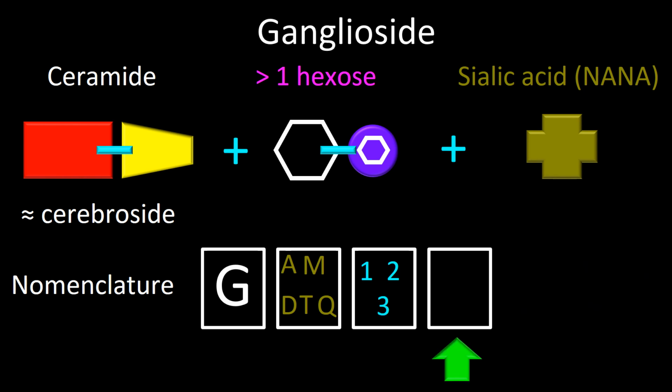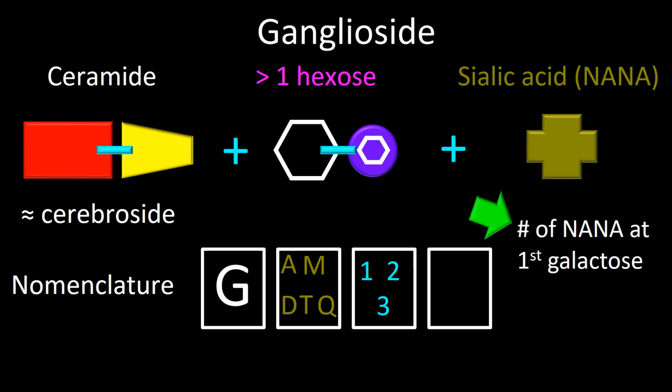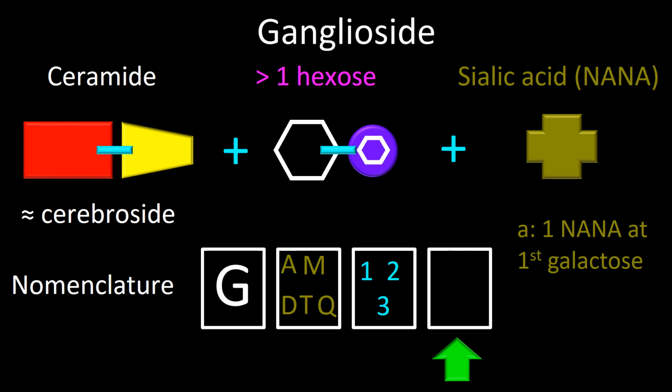Now we go to the last bucket, and again we go to NANA for answers. But this bucket is to signal the number of NANA attached to the first galactose. If it has 1 NANA, we use the letter A, which we place in the bucket.